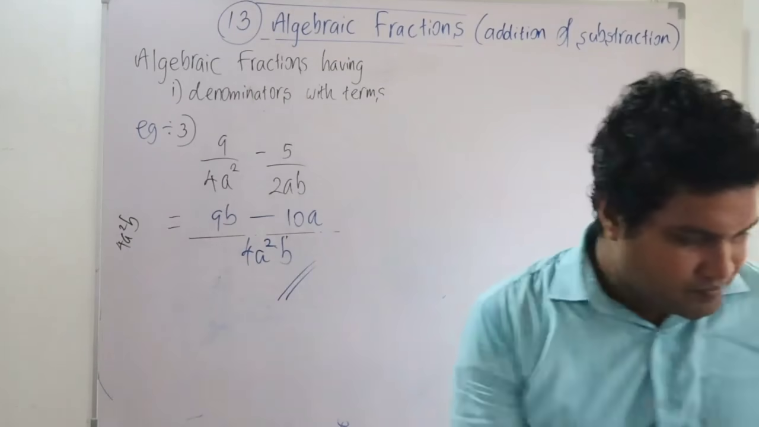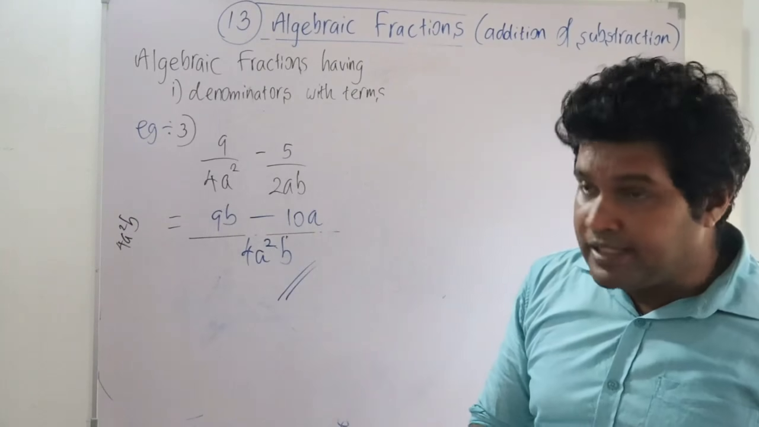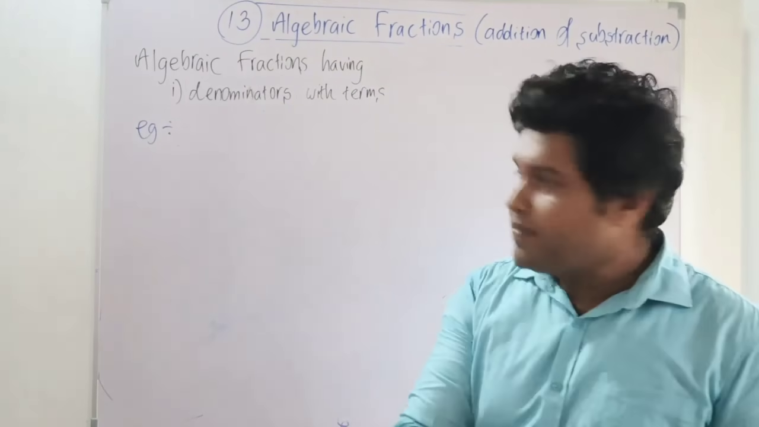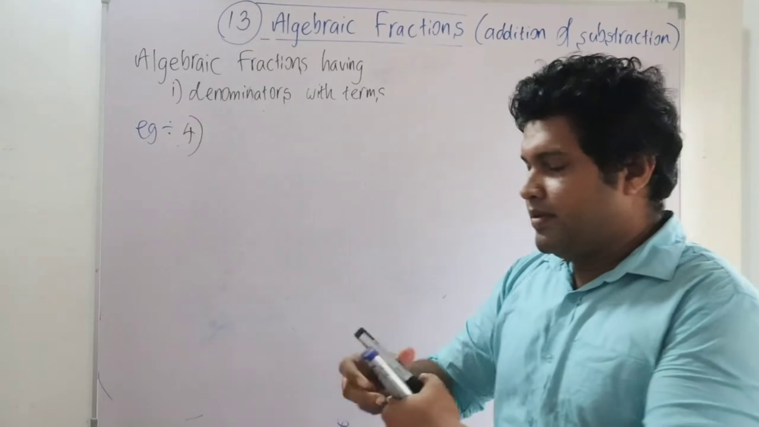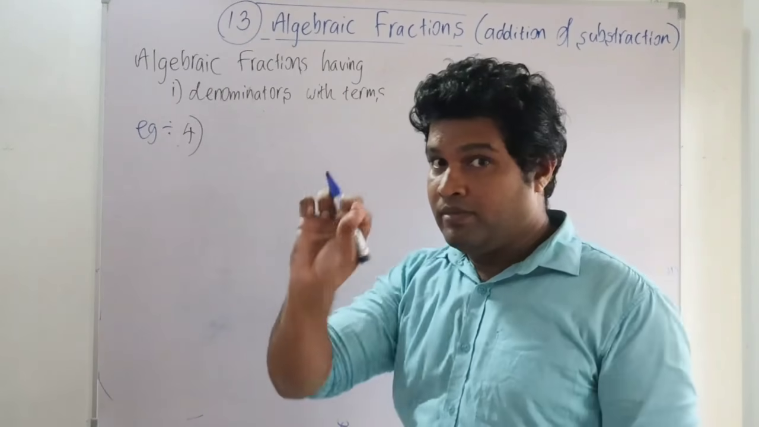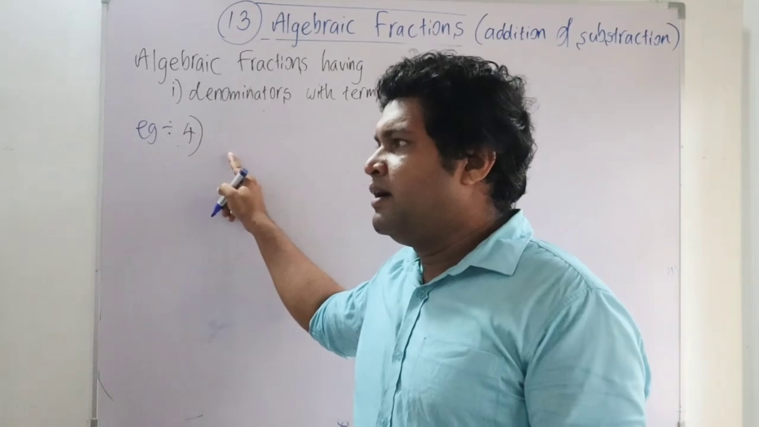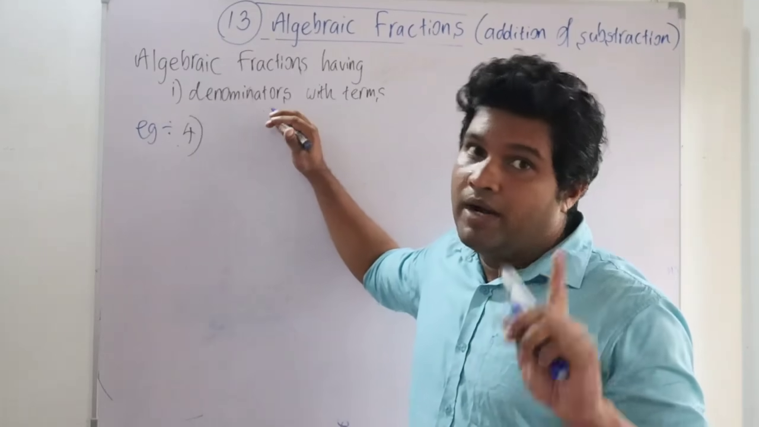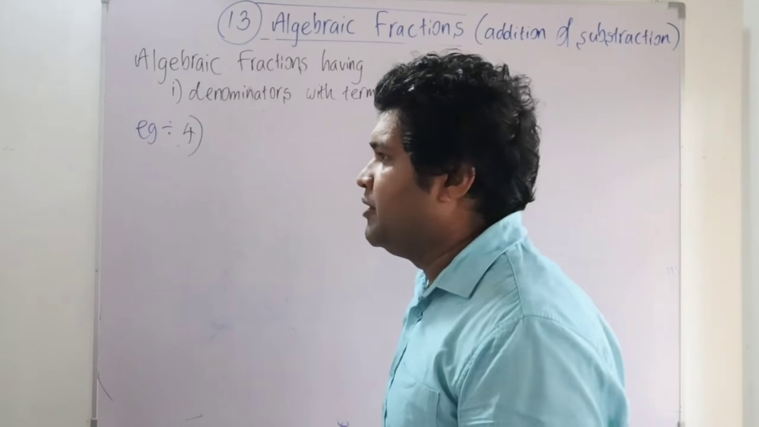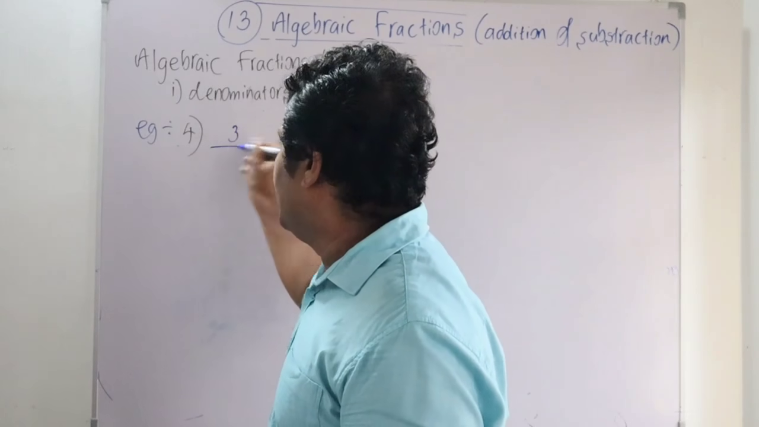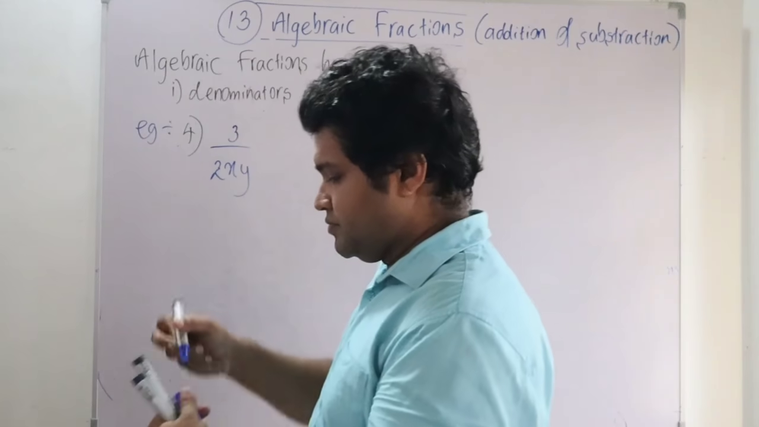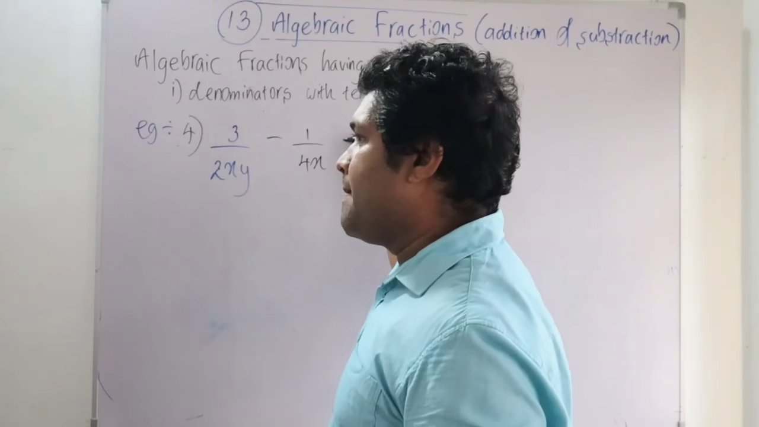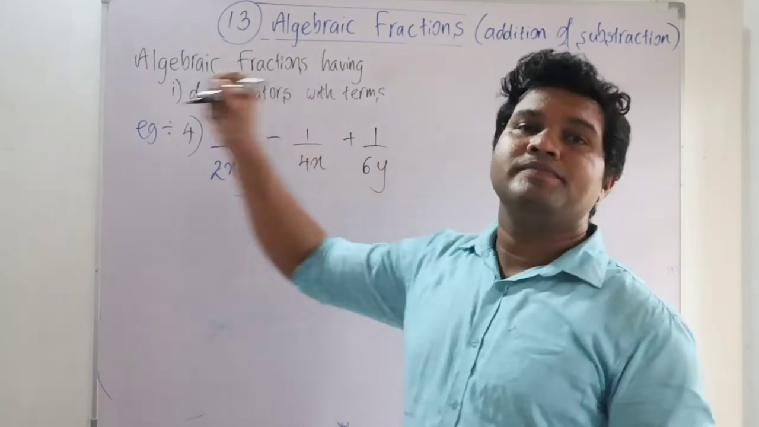But now I have to discuss example number 4. Right, I'm still in topic number 1. I will take this as the final example under topic number 1. I will give you the question: 3 over 2xy minus 1 over 4x plus 1 over 6y.